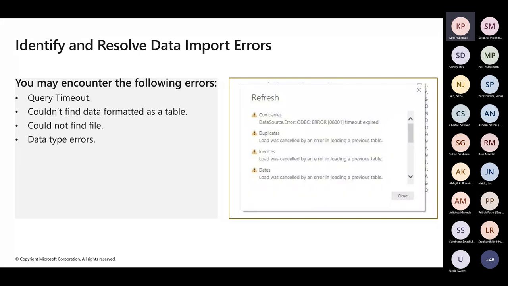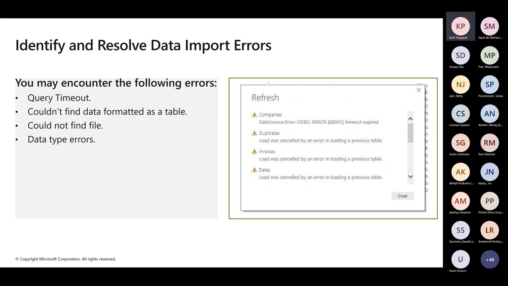Second is timeout expired. You can see here in this company's refresh image, we have that timeout expired. That indicates that you have pulled too much data according to your organization's policies. It may happen that we have some organizational level policies that restrict you from pulling such a large amount of data. So that can be a possibility.